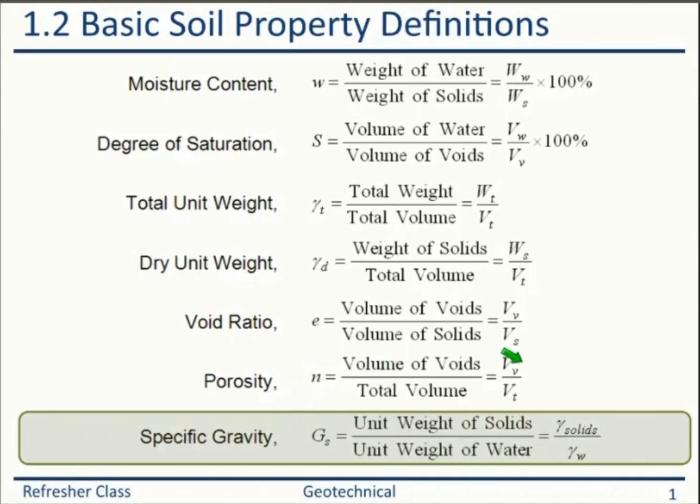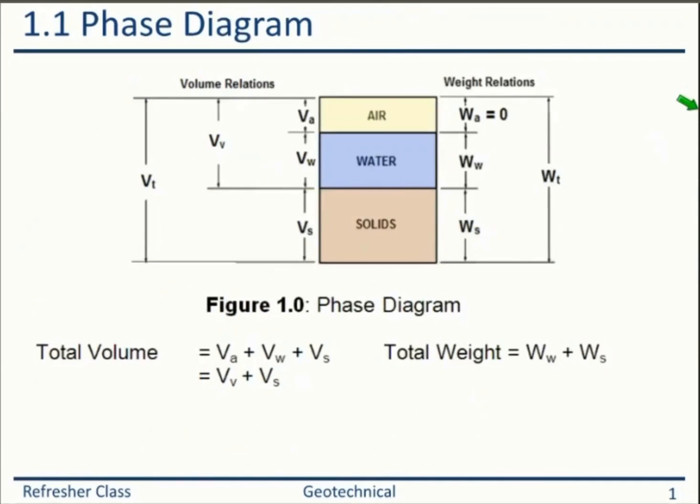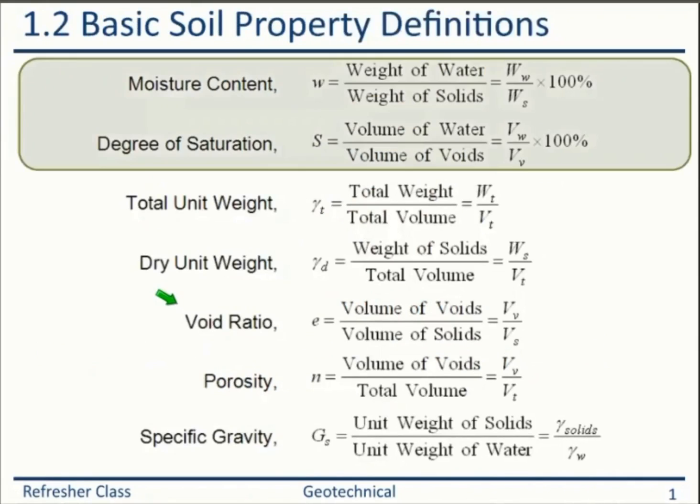So you are comparing volume of voids to total volume, right? So it should be always less than 1, because if you look here, this is your volume of voids and this is your total volume, and porosity is volume of voids to total volume, so it should be always less than 1. Very good.